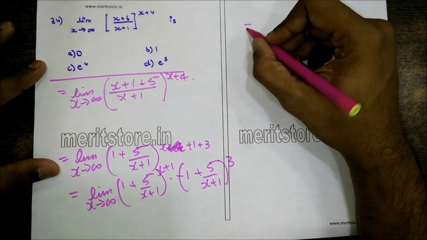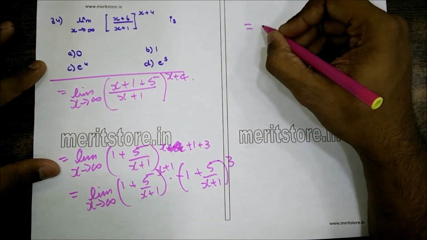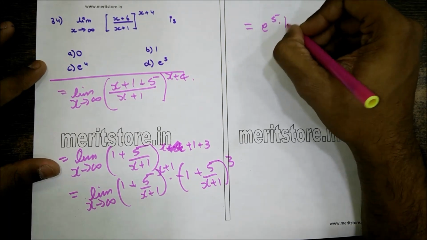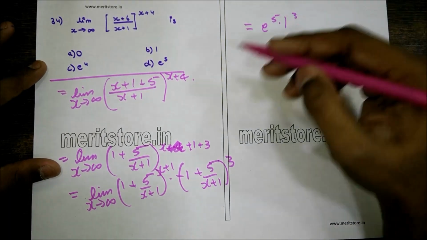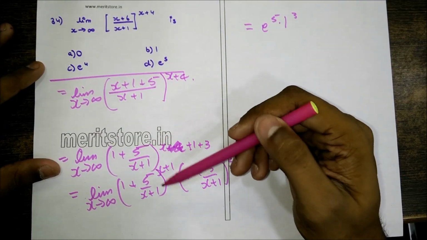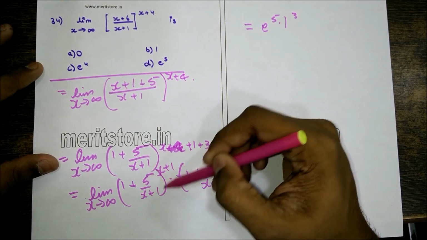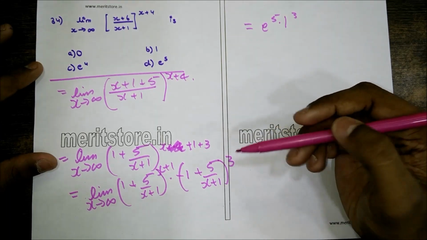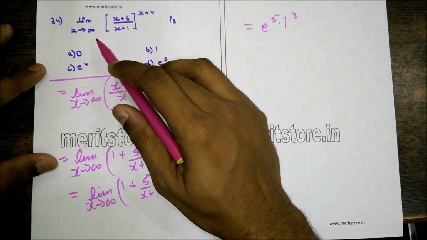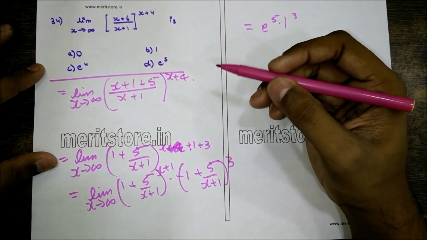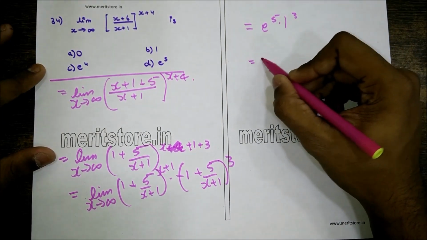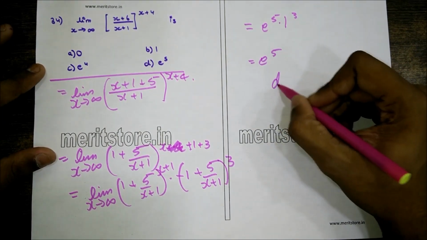Now that gives us e raised to 5 into 1 cube, as the limit of x tends to infinity of 5 by x plus 1 equals 0. So both these terms would get cancelled out. And on applying limits of x tends to infinity, that gives us e raised to 5, which is option D.